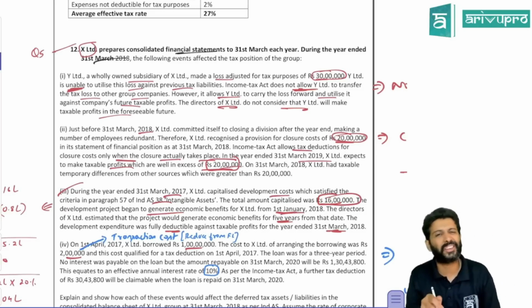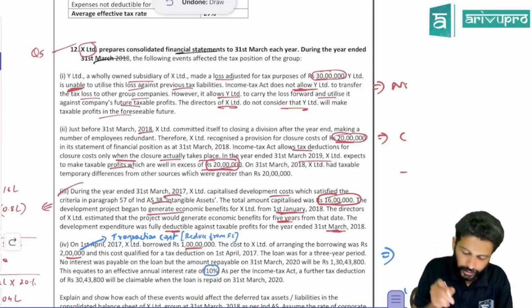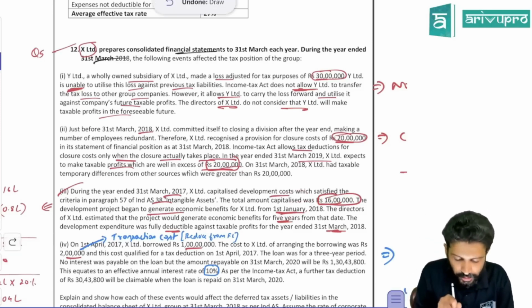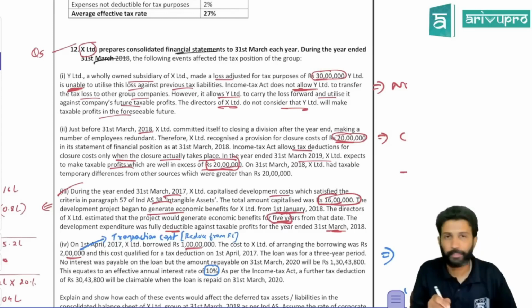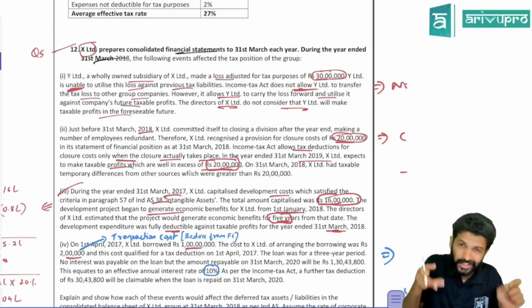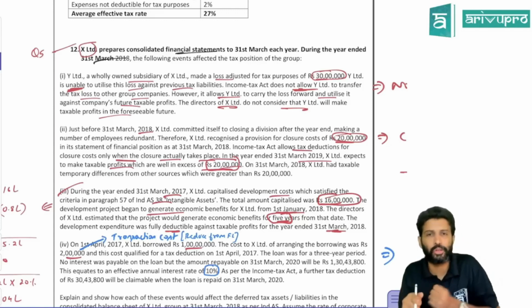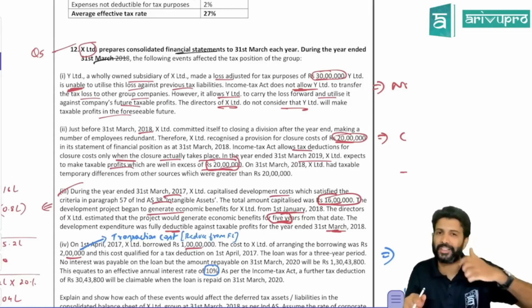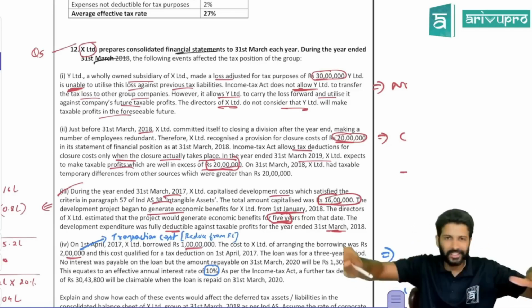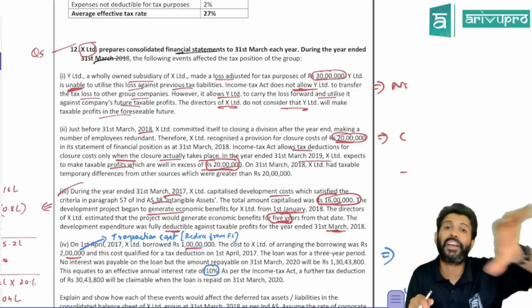Oh, okay. That means that asset is available for use from 1st January, they're saying. Great. The directors estimated that the project would generate economic benefits for 5 years. Since now, is this intangible asset still under development? No, it is not. We started using it. We started getting benefit also. That means this is an actual intangible asset now. It is still not under development. Development is completed. So the intangible asset is available for use.